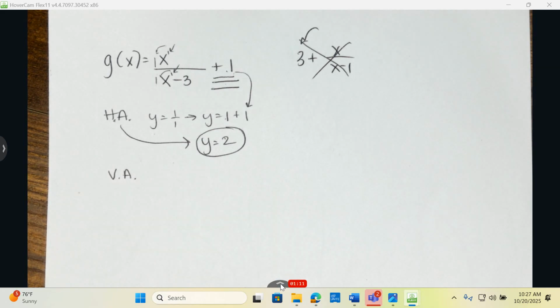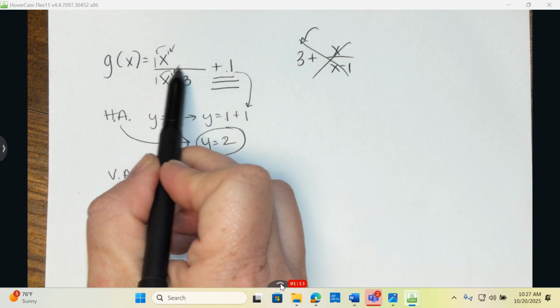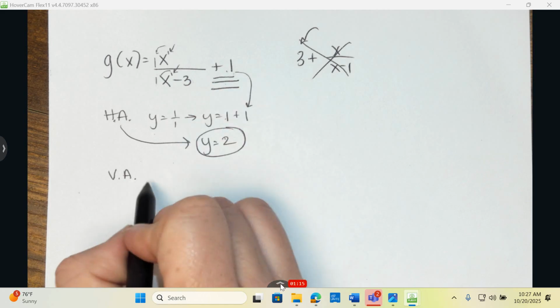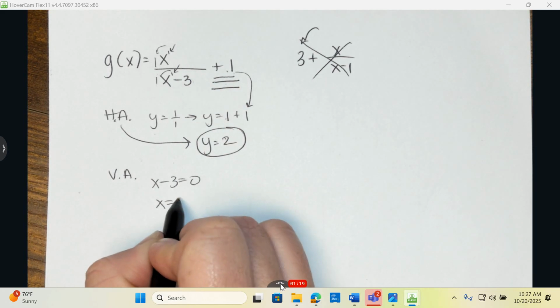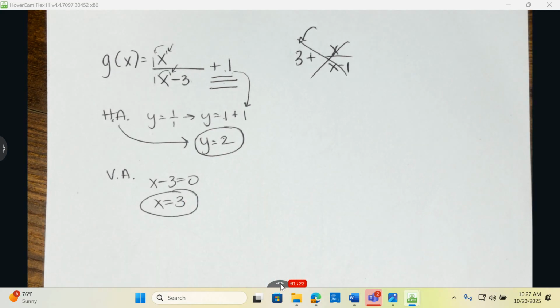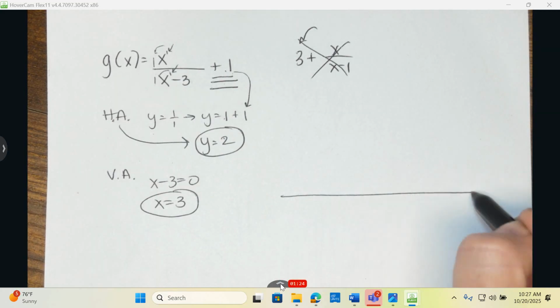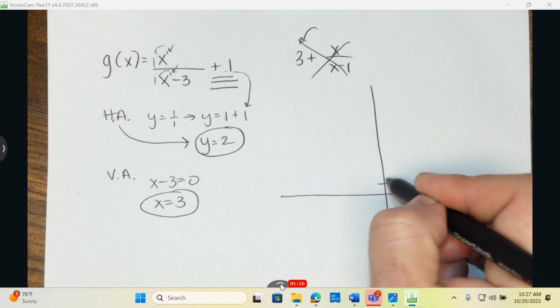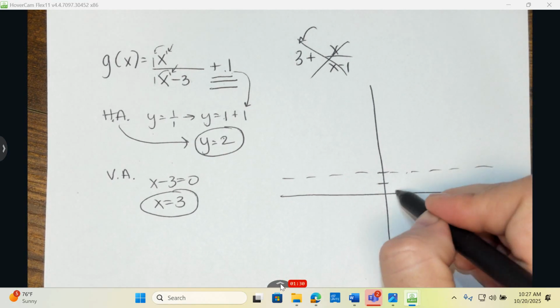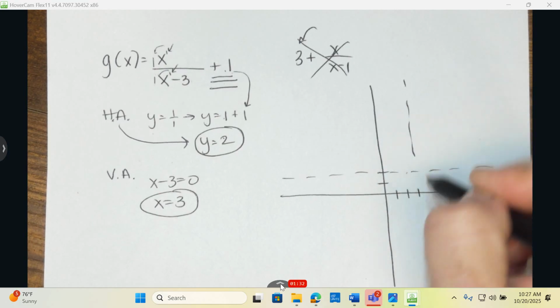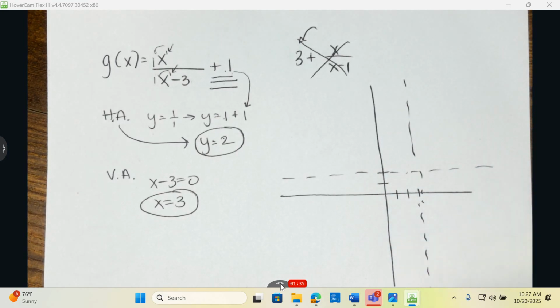Okay, vertical asymptote. We're always going to look at the bottom, and whenever there's that variable, we're going to set it equal to 0 and solve. We get an equation of x equals 3, not just 3, but x equals 3. So on my graph, I'm going to go to y equals 2, making the dotted line through the y-axis at 2, and I'll go to positive 3, making the dotted line through the x-axis at 3.